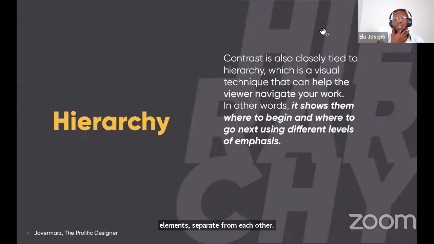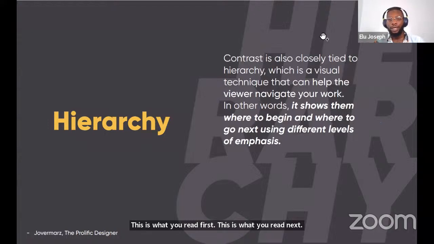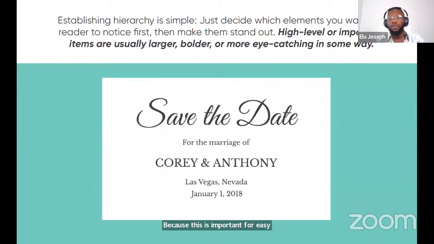Then we talked about hierarchy. In fact, hierarchy is another thing we'll be talking about repeatedly from Monday, which is closely related to contrast, but it's also close to emphasis, but it's not. Hierarchy just tells you this is what to read first, this is what to read next, this is what follows. Why? Because it is important for easy understanding of a design. When you look at this, save the date is the first thing you see. Then you know what to read next, and then the next, like that. That's how hierarchy works. Okay.